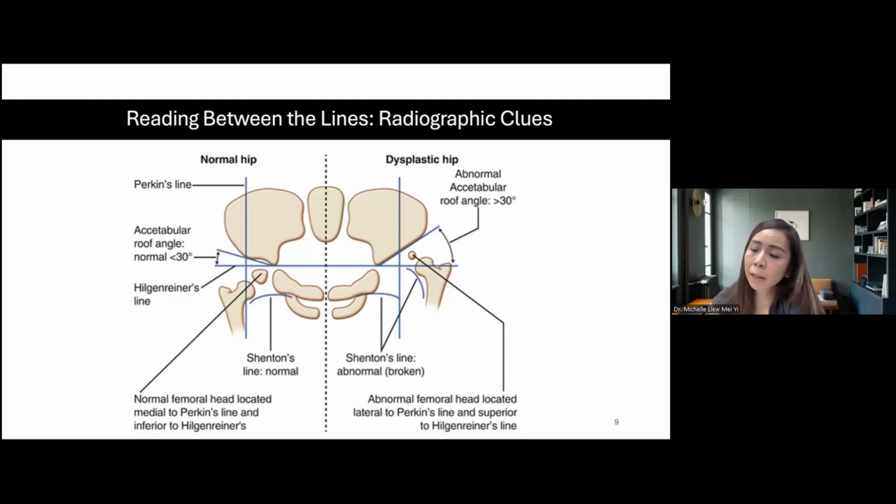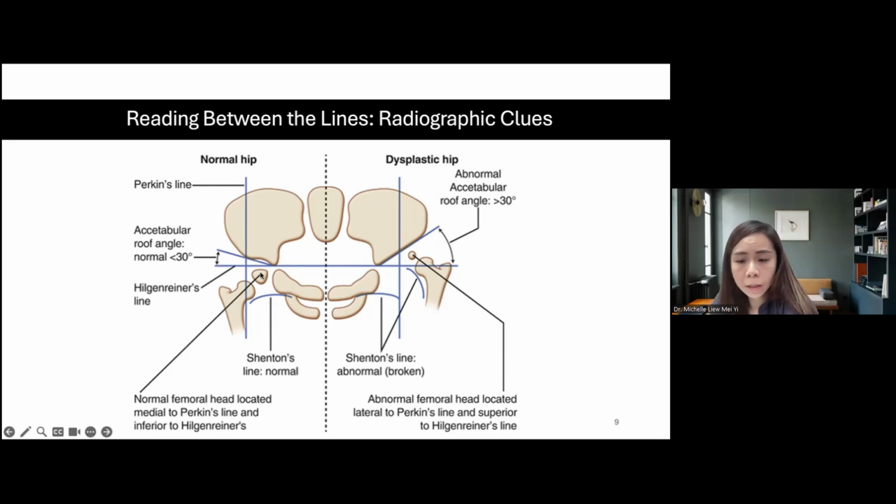Essentially, there are 3 basic lines, and 1 angle measurement. First one being the Hilgenreiner line, which is really the horizontal line through the right and left triradiate cartilage. The femoral head should be inferior to this line. And then the Perkins line, which is the perpendicular line to the Hilgenreiner line. Basically, the femoral head should be medial to this perpendicular line. So once these 2 lines are drawn, the femoral head should sit in the lower inner quadrant, like so.